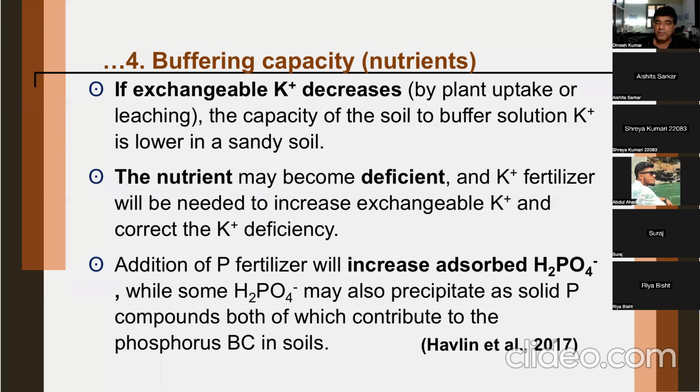The nutrient may become deficient and K fertilizer will be needed to increase the exchangeable K and correct the K deficiency. Therefore, these days people are talking about split application of potassium, particularly in light texture soils. The split application of potassium is suggested.